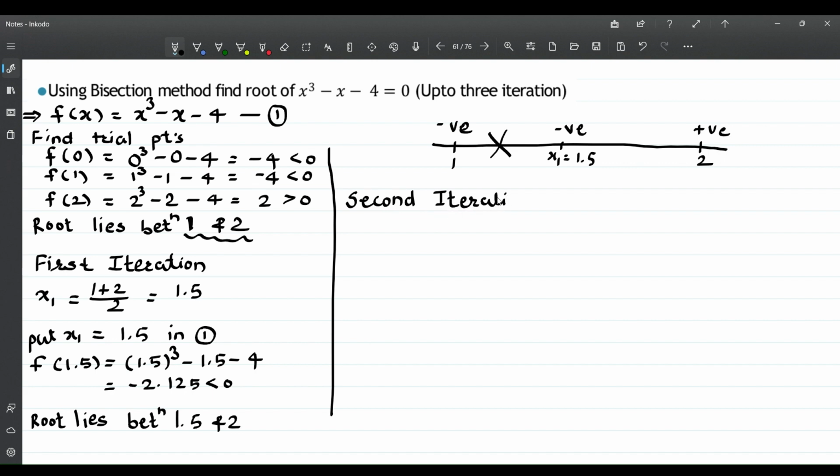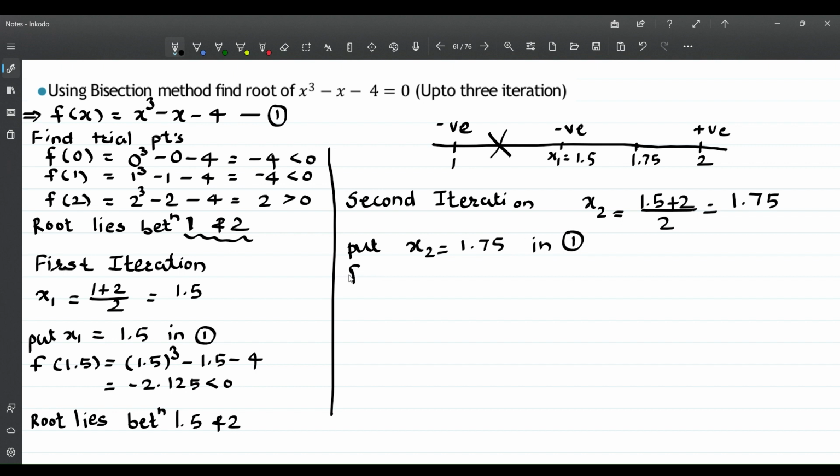Second iteration means x2. X2 is equal to the midpoint of these two trial points, that is 1.5 plus 2 divided by 2. 1.5 plus 2 is 3.5, divided by 2 is 1.75. This is our second iteration. You can write here 1.75. Again put this value in equation 1. Whatever the new value of x, we have to put this value in the given equation, or say in equation 1.